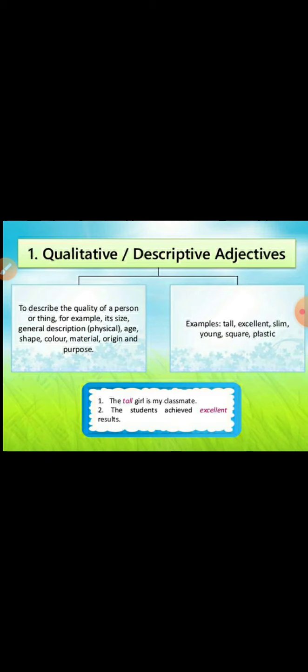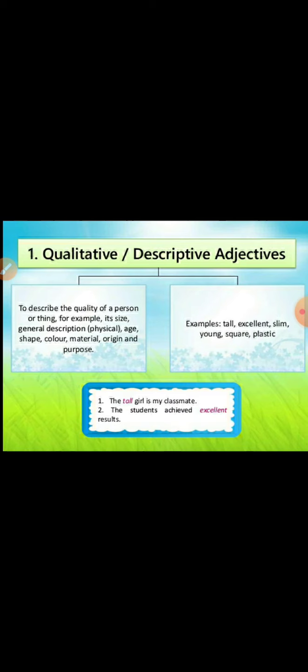Mind you, students, descriptive adjectives are the most common adjectives which are used. सबसे ज़्यादा इस्तेमाल descriptive या qualitative adjectives ही होते हैं. And what are they used for? They are used to describe a certain quality. They are used to describe the quality of a person or a thing. एक शख्स की या एक चीज़ की कोई quality, कोई सिफत बयान करते हैं. Be it the size or the color or the shape or the purpose. We have certain words over here like we have tall or excellent, slim, young, square, plastic. ये सारी चीज़ें जो है, ये सारे अल्फाज किसी चीज़ की या किसी इंसान की सिफत बयान करने के लिए हम इस्तेमाल कर सकते हैं.